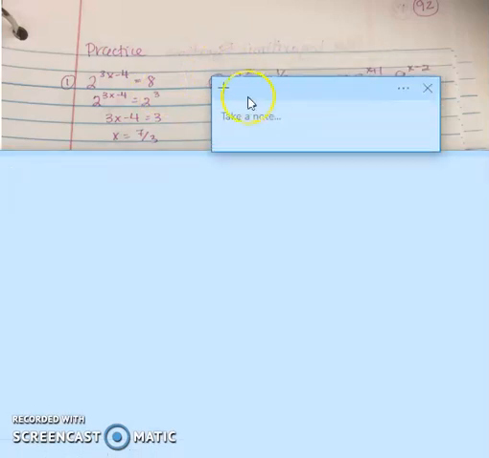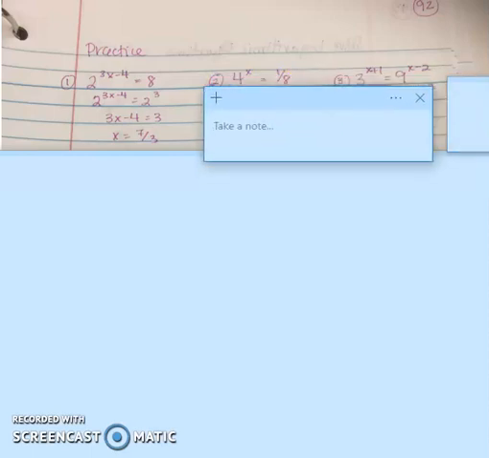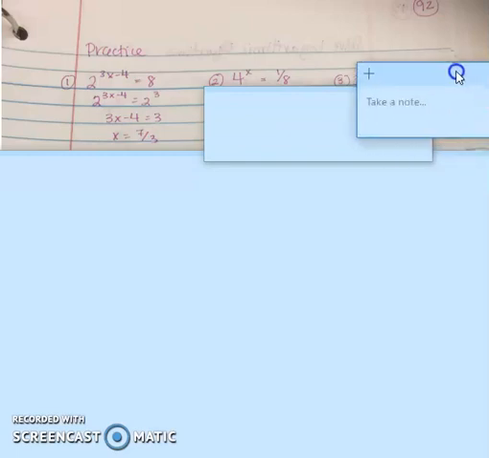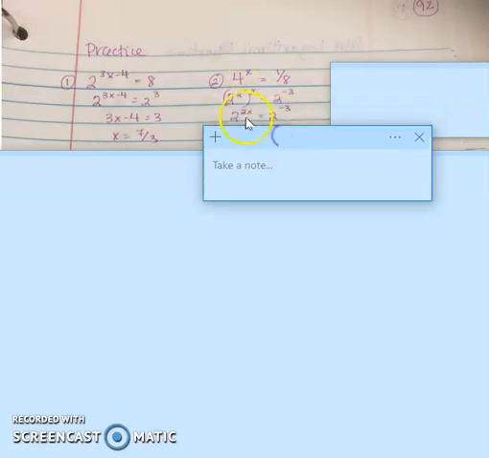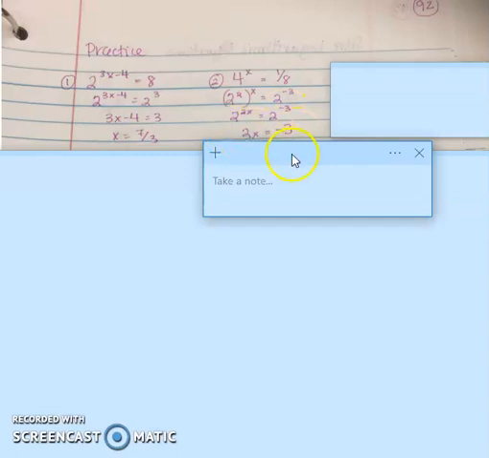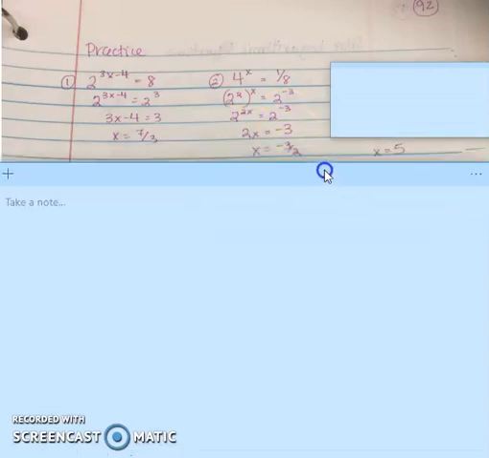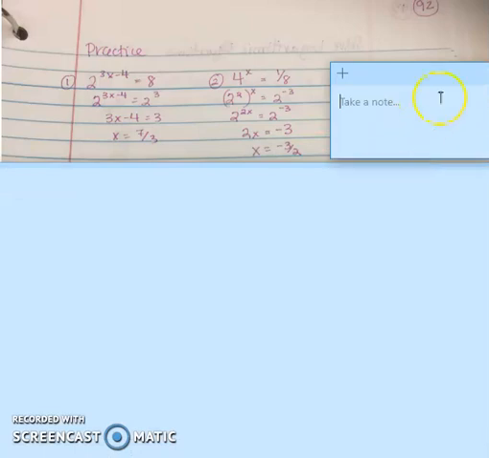For example 2 now, we have 4 to the x equals 1/8. Since both the 4 and the 1/8 can be changed to a base of 2, that's where I'll start. So 4 is the same thing as 2 squared. 1/8 is the same thing as 2 to the negative 3. And so now I'll multiply these two exponents to get 2x. So we have 2 to the 2x equals 2 to the negative 3. Set the exponents equal. You have 2x equals negative 3, which means that x must be equal to negative 3/2. Again, you could plug that in, but I'm not going to check that they're correct.